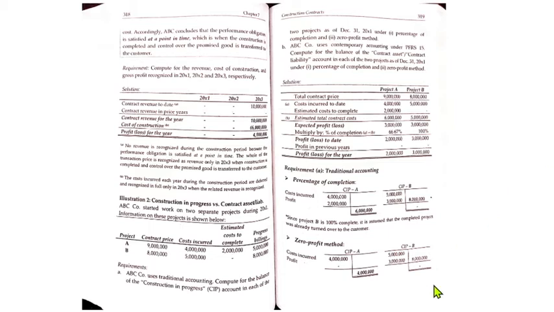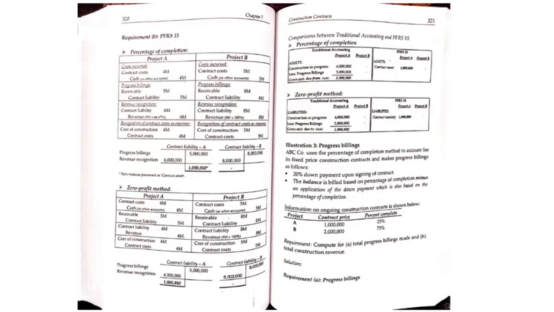Therefore, we can say that once the construction is completed, whether it is under the percentage of completion or under the zero profit method, the construction in progress remains at an amount zero. Okay. Much of some items, I think you have to identify this based on our discussion. So, let's proceed with the progress billings under illustration 3.